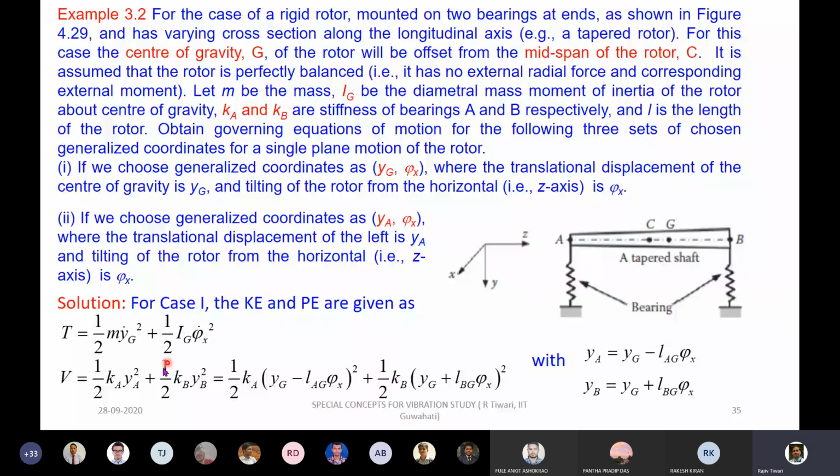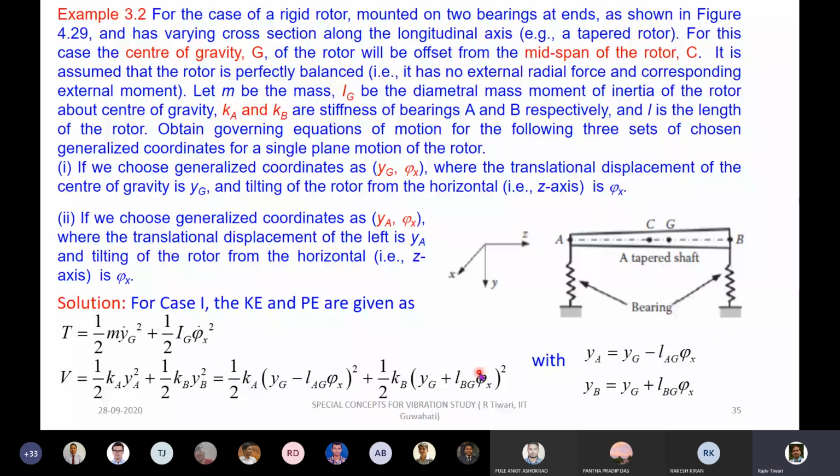But we can replace YA and YB with the generalized coordinates, because we need to write all the expressions in the generalized coordinates only. So now you can see we have replaced this. The potential energy and the kinetic energy are now in our chosen generalized coordinates, that is YG and phi-G.